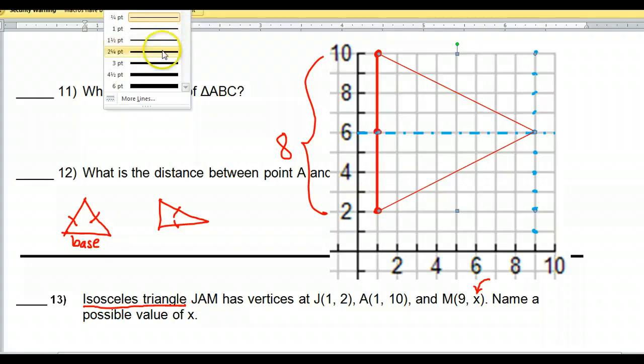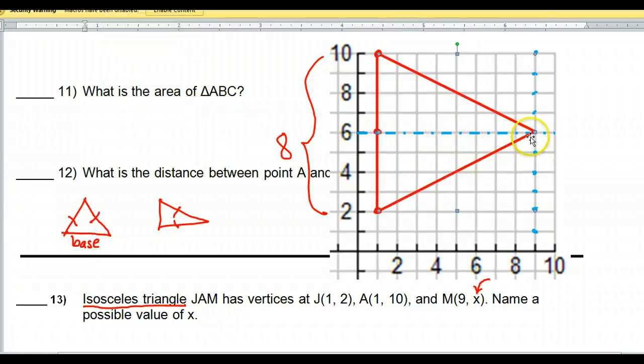Okay, so if we do it this way, now this vertex will be 9 comma 6. Okay, and now it will be a nice isosceles triangle because the vertex is right on the axis of symmetry. Everything is nice and balanced, 4 to the left, 4 to the right. That's what it takes to be an isosceles triangle. It should be right on the axis of symmetry.